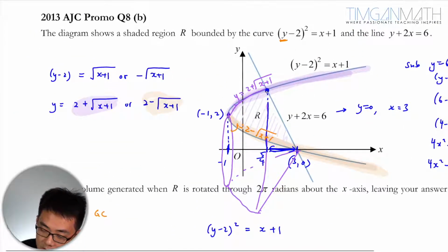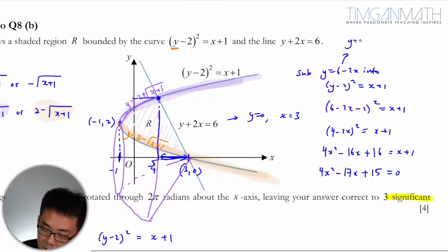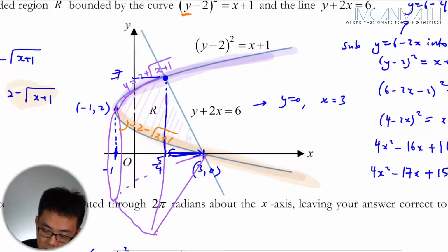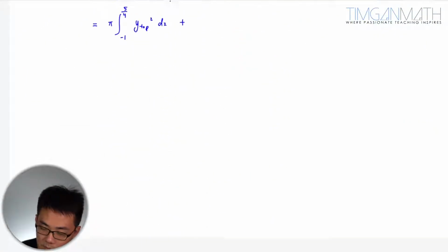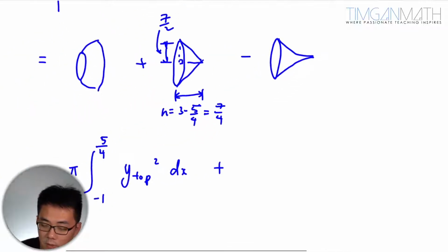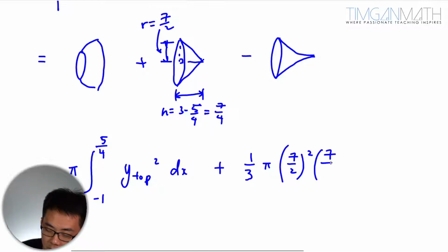Do you need the height of this? This one over here, the y would then be y equals 6 minus 2 times 5 over 4. 6 minus 10 over 4, that would be 7 over 2. So if I were to use the cone formula, one third pi r square, this is my r. The height here is r square times the height 7 over 4.